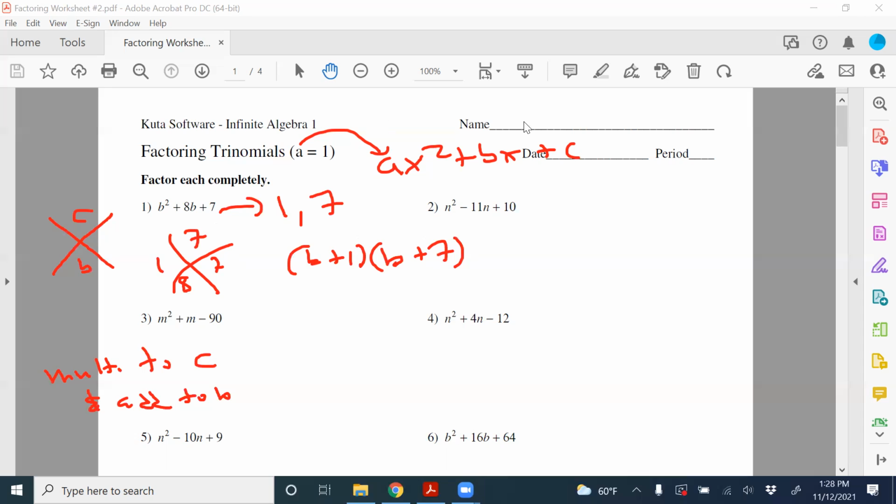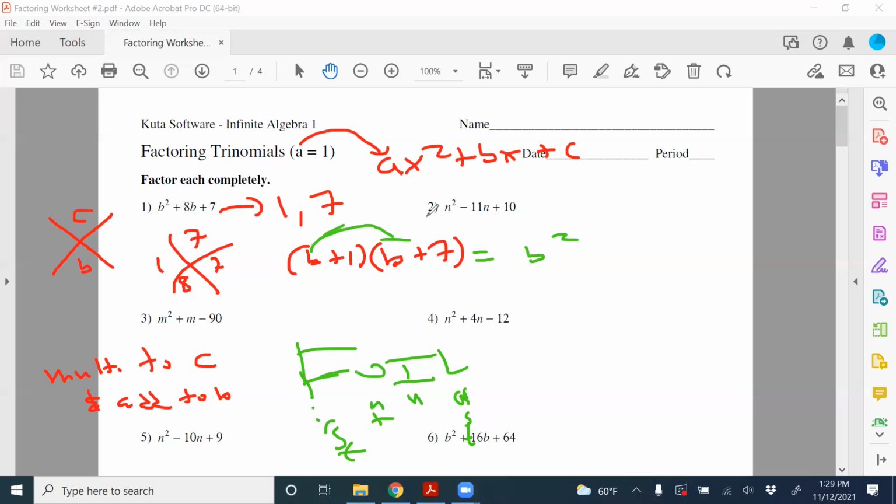And this makes sense because if I were to FOIL, remember FOIL is an acronym for first, outside, inside, and last. So if I were to do b times b, I get b squared. B times 7, I get 7b. 1 times b, I get just plain old b. And 1 times 7, I get 7. When I add the two terms in the middle, because they're like terms, 7b plus b is 8b. So b squared plus 8b plus 7, that gets me back to the original expression. So now I know I've done it correctly.